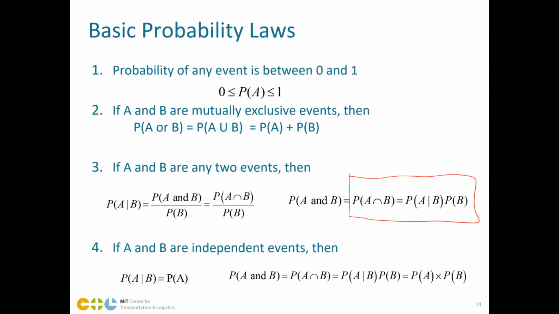And we use this actually to test for independence. So the fourth law is if A and B are independent events, then the probability of A given B is equal to the probability of A.